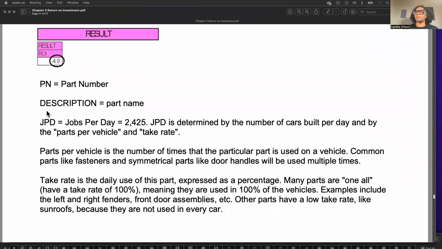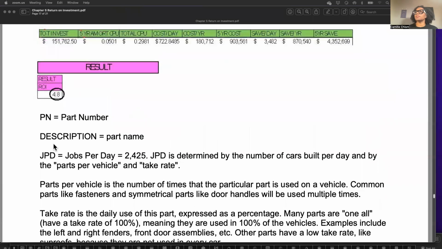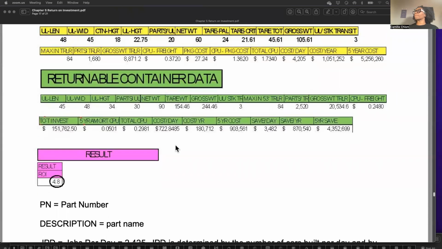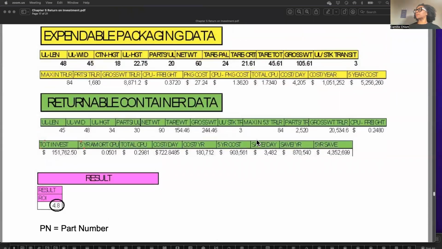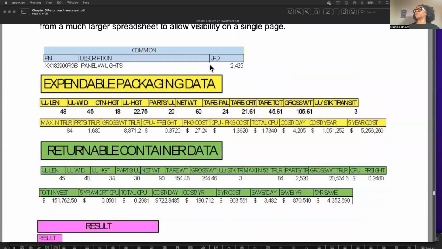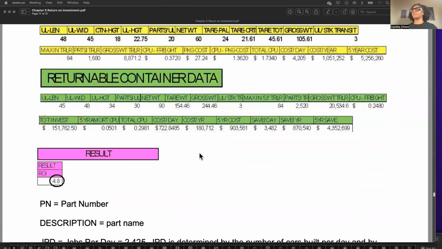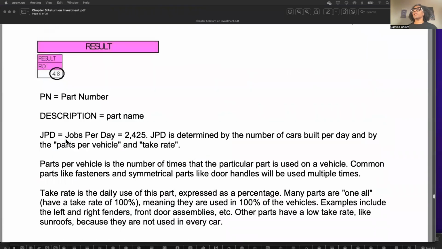Here you have a basic glossary of what those different abbreviations mean. I think the one that was jobs per day, right? Where did I see that? Right here, jobs per day. That's how many units they're making per day. That's 2,425.